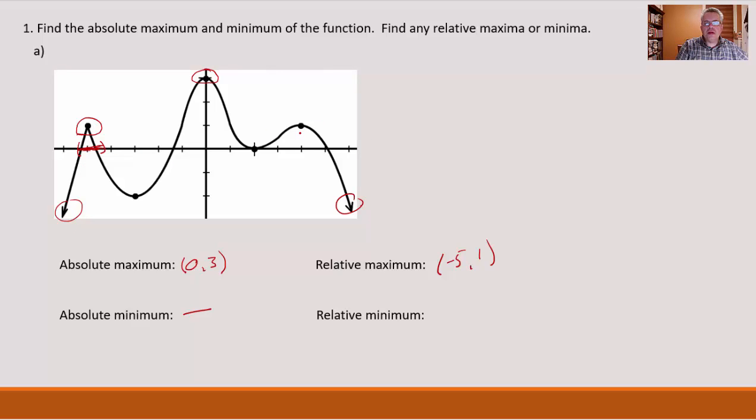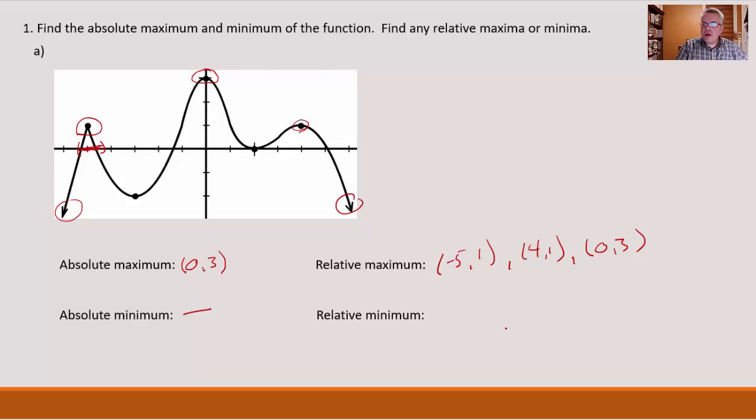So here's another relative maximum here. This point's larger than the points around it. So 1, 2, 3, 4, (4, 1) would be another one. And even though this is our absolute maximum, it's a relative maximum too, because it's bigger than the points surrounding it. So we'll list that one also. So (0, 3).